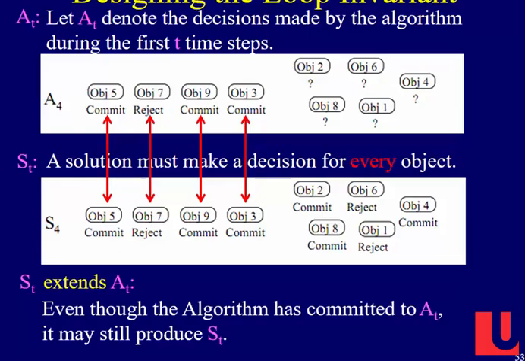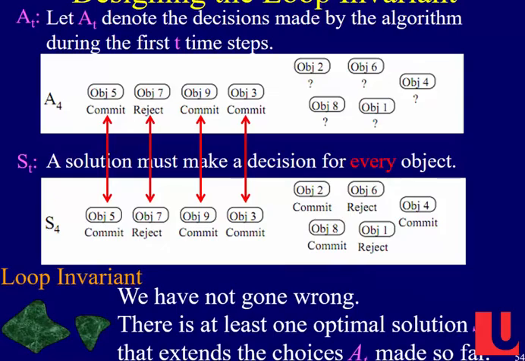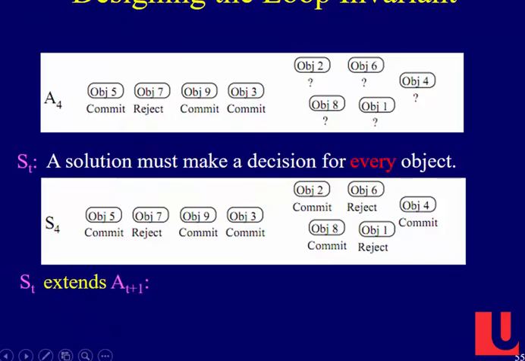And who knows it? Does the algorithm know it? No. Does the prover know it? No. The fairy godmother knows it. Does she exist? I don't know. Don't ask me hard questions. Everybody got it? That's our loop invariant. There's at least one optimal solution, ST, that extends the choices made by the algorithm so far.